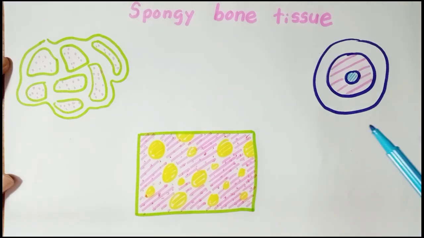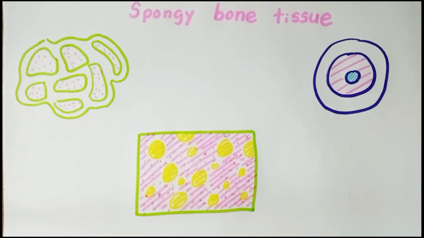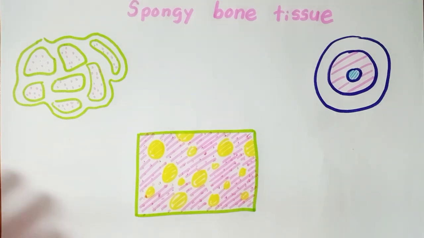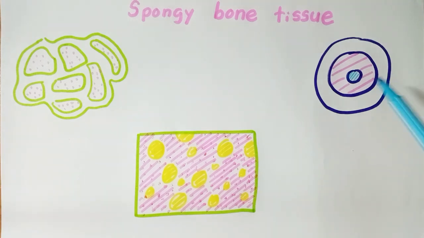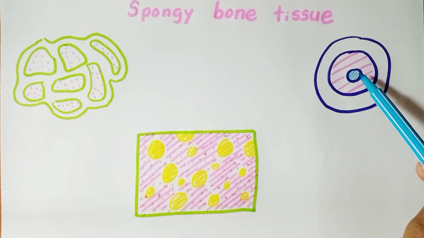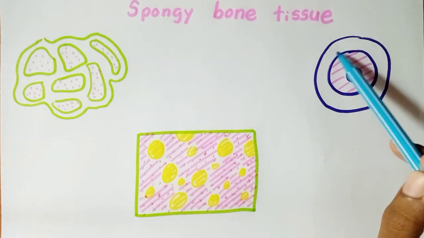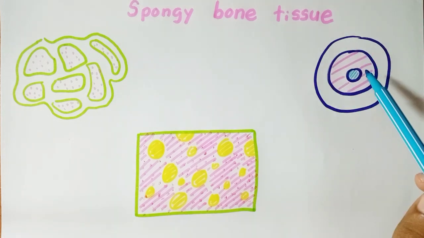If you want to know about the compact bone tissue, you can watch the compact bone tissue video on my YouTube channel. So now, let's talk about the spongy bone tissue. This spongy bone tissue is very light and it reduces overall weight of bone. This lies between central medullary cavity and circumferential lamella of compact bone.